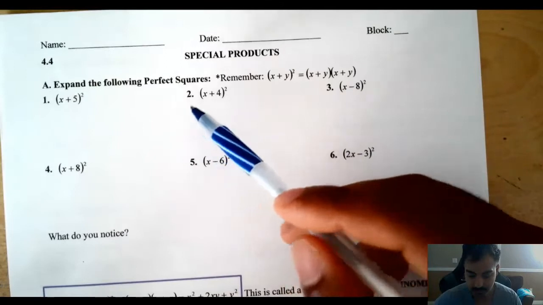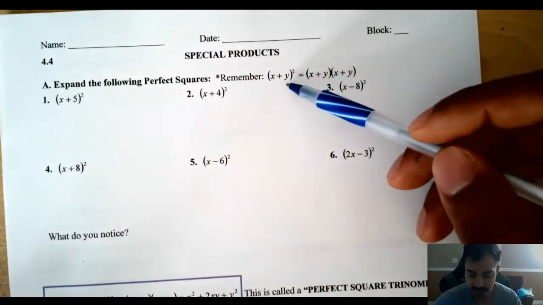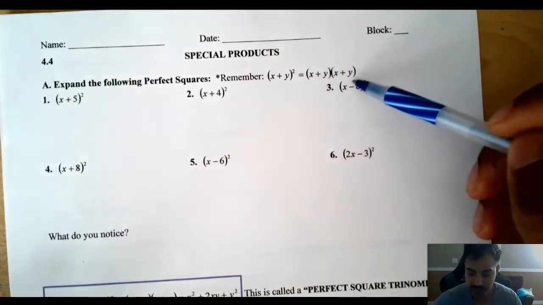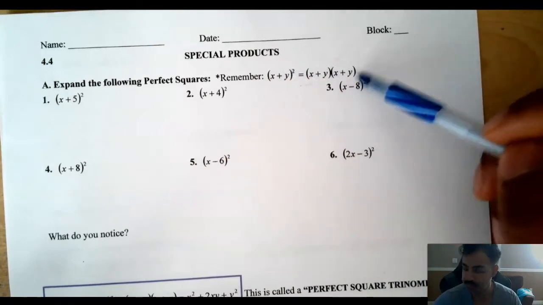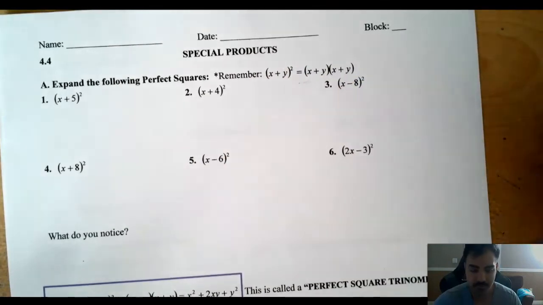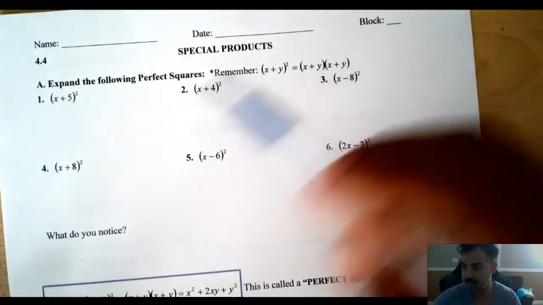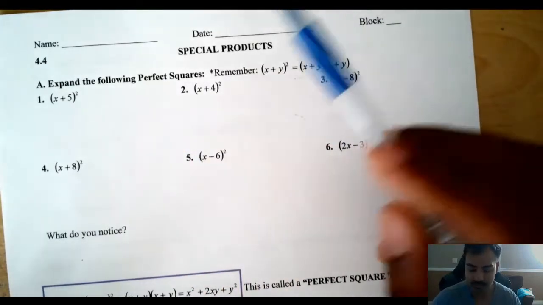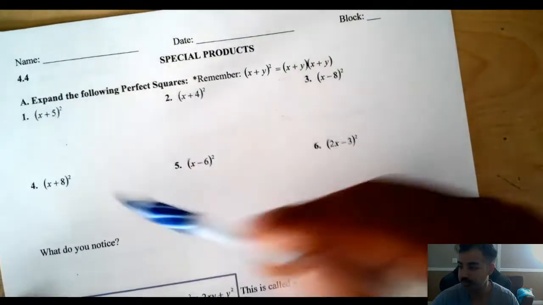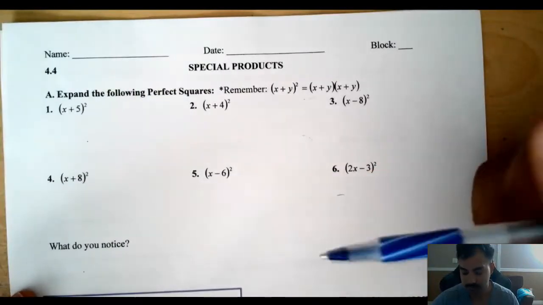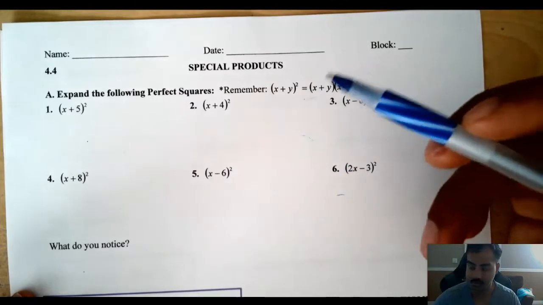Expand the following perfect square. Remember, x plus y squared is equal to x plus y, x plus y. So I can expand the binomial just like that. We'll just do the first one, and then instead of doing all 6 examples, I don't think somebody's gonna watch a 1-hour video if I go through every example. I'll go through the first one and maybe the last 2, just because usually the ones at the end are a little bit harder.